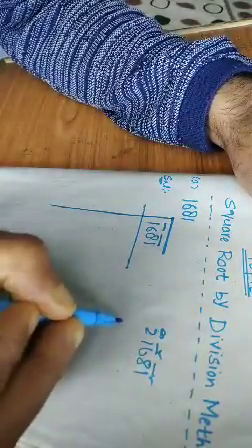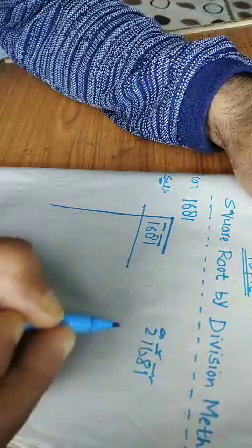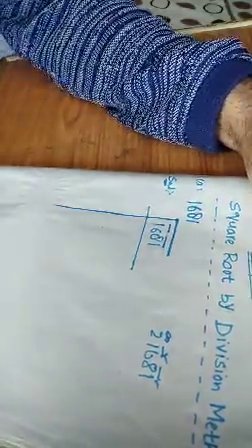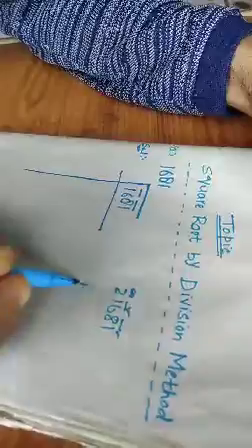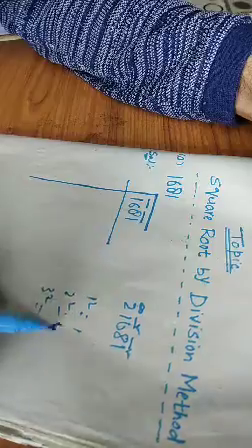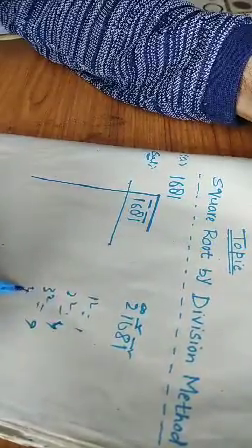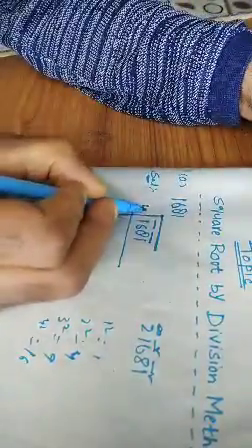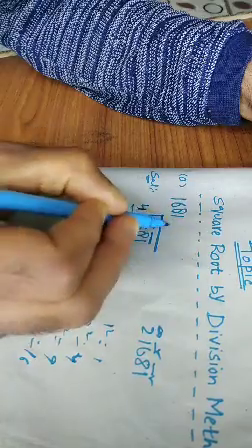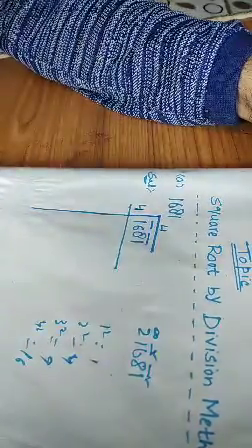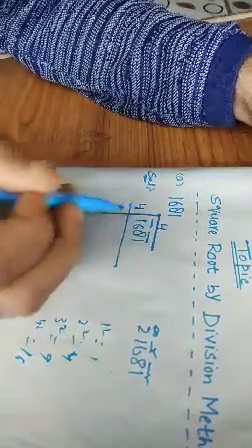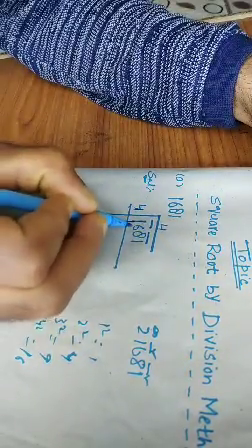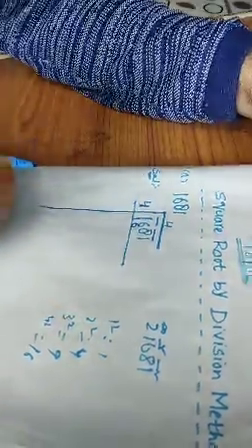In order to find it, first we solve it like this. 1 square is equal to 1, 2 square is equal to 4, 3 square is equal to 9, and 4 square is equal to 16. So I will write 4 here and 4 at this place. 4 times 4 is 16, and I will write 16 below this 16.